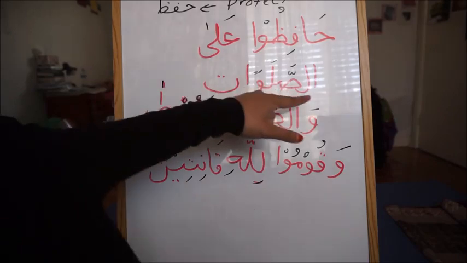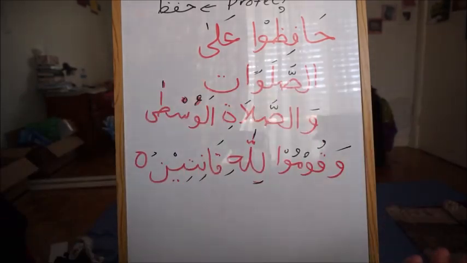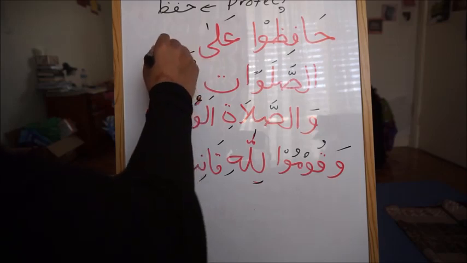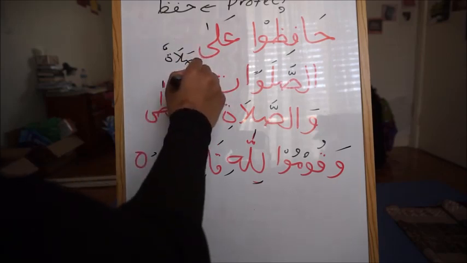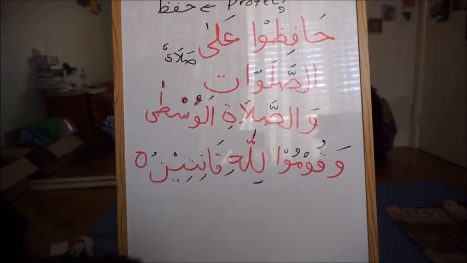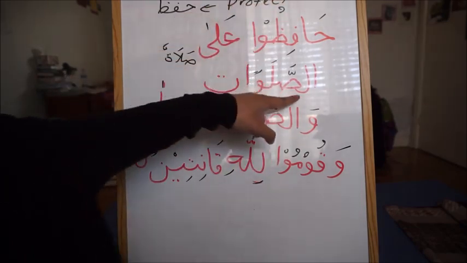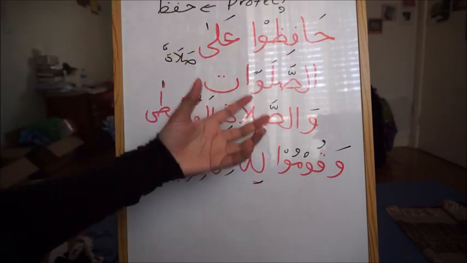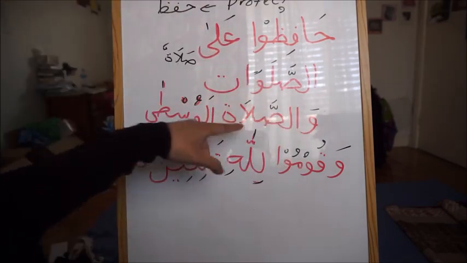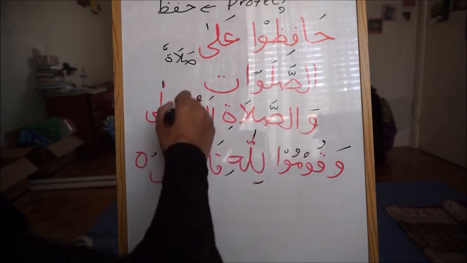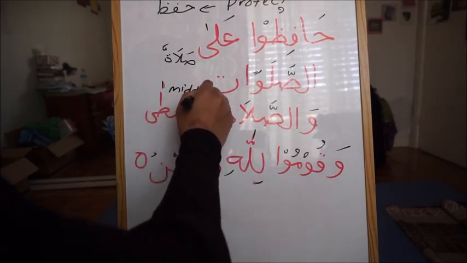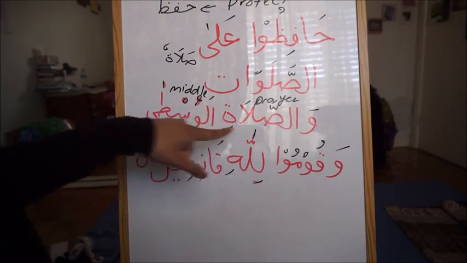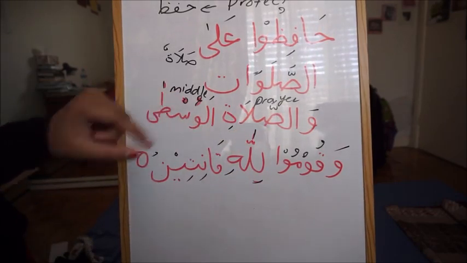So hafidhu ala salawati. Salawat, as you may know, is the plural of salat. So it's salatun, and the plural is salawat. Okay, so protect the prayers, and we all know that there are 5 compulsory prayers. Was salatil wusta, and the middle prayer. Salat means prayer, and the adjective of salat is wusta, which means the middle, or actually the middlemost.